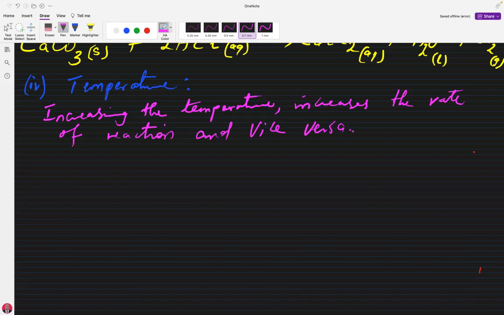What does that 10 degree increase do? The reacting particles will acquire more kinetic energy. So more particles are going to acquire more kinetic energy, and the frequency of collision of the particles is going to increase. So in that case, we can say a 10 degree increase in the temperature of a reaction will increase the number of molecules.